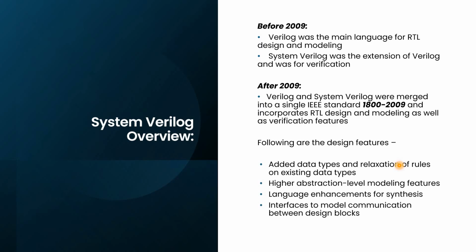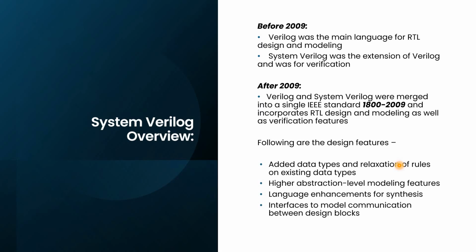Before 2009, Verilog was the main language for RTL design and modeling, and SystemVerilog was the extension of Verilog and it was extensively used for verification purpose. After 2009, Verilog and SystemVerilog were merged into a single IEEE standard called 1800-2009, which incorporates RTL designs and modeling as well as verification features.